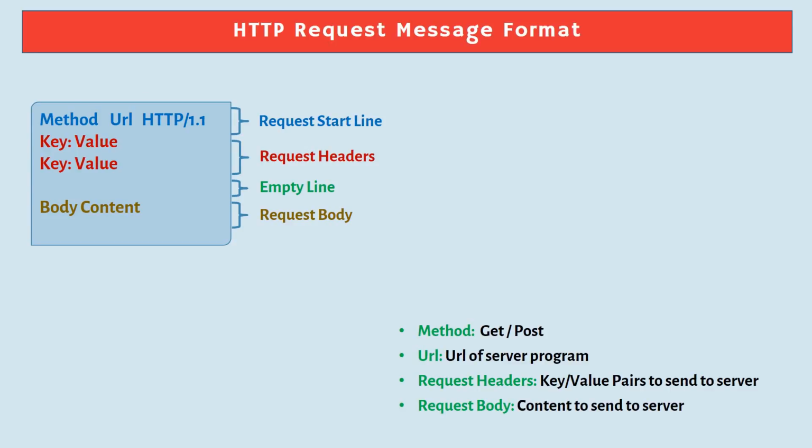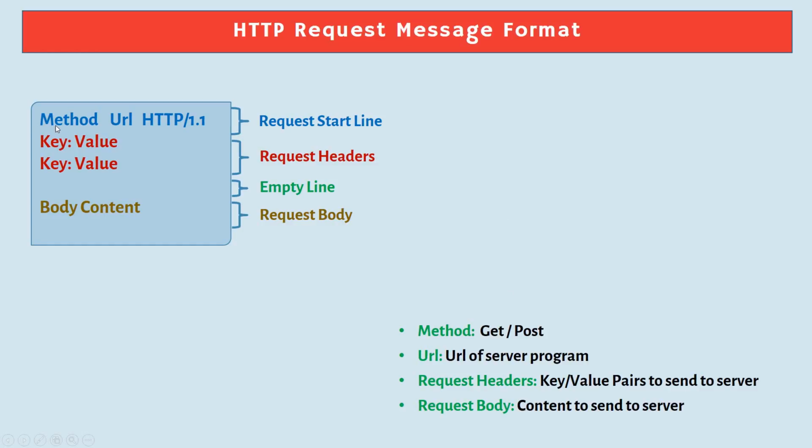So in the HTTP protocol we have two things, request and response. For every request there will be a certain format that is called the HTTP request message format. In this request message format, three parts are available: request start line, request headers, and request body. Request headers and request body are separated with an empty line, a blank line.